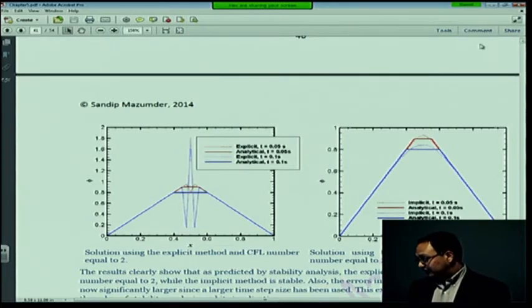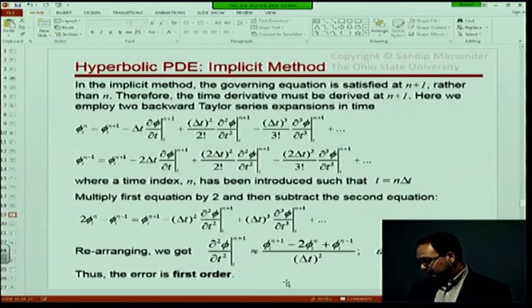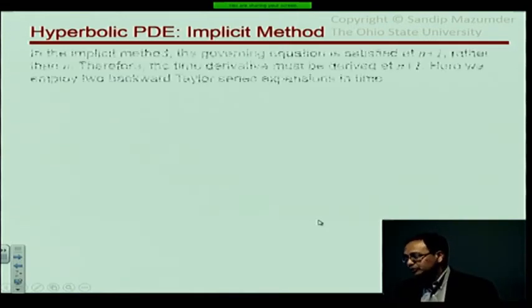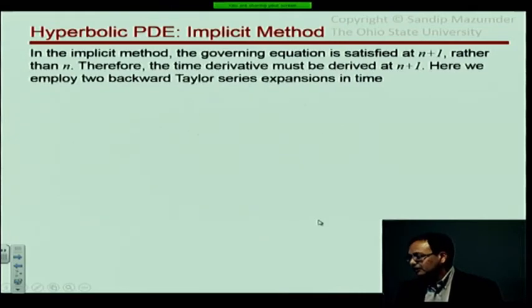All right, let's get back to our lecture here. So that brings us to the implicit method, because that's the natural flow. We know explicit is unstable, so how can we improve it? We do implicit.